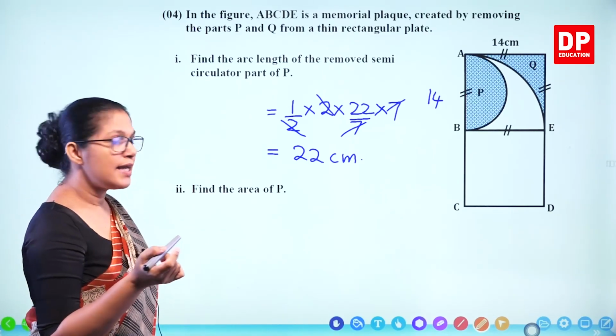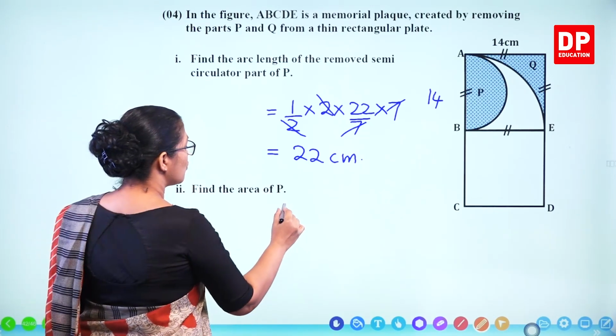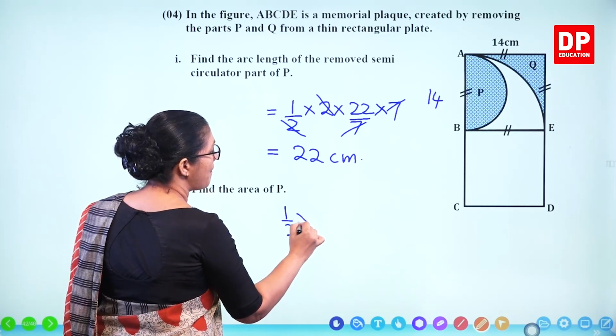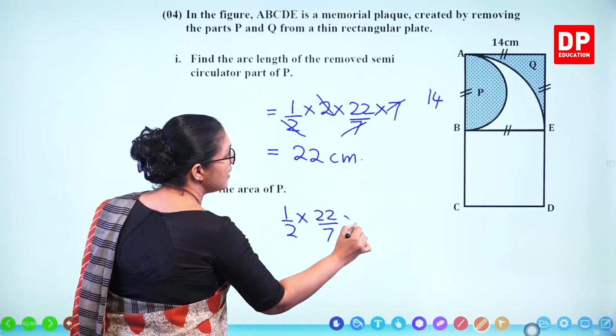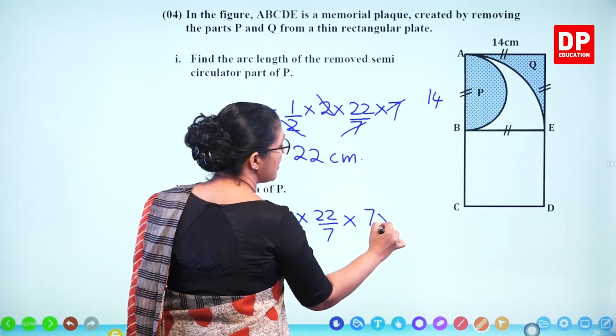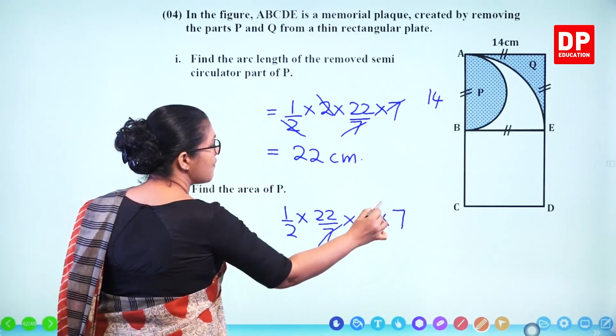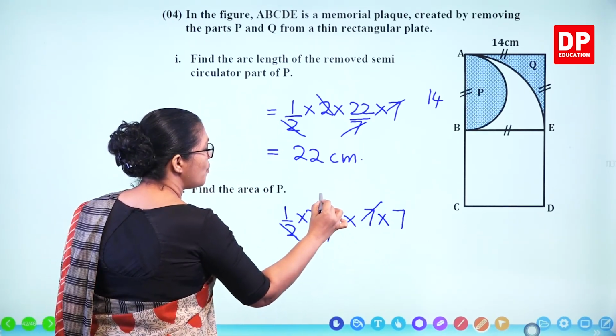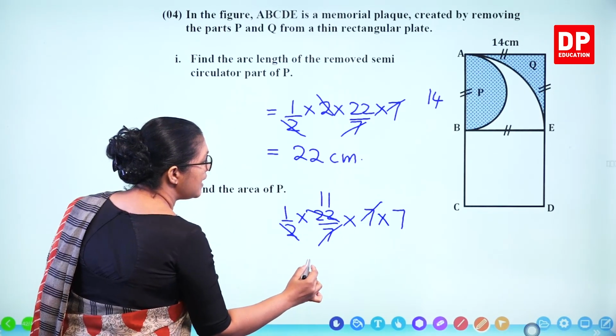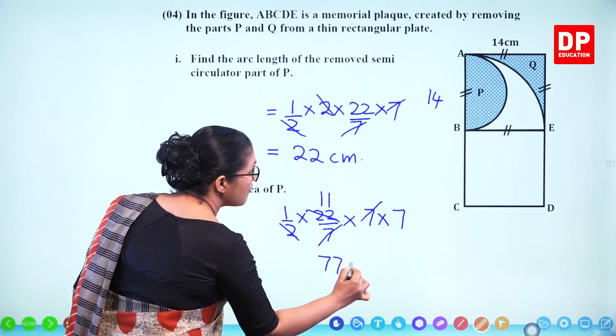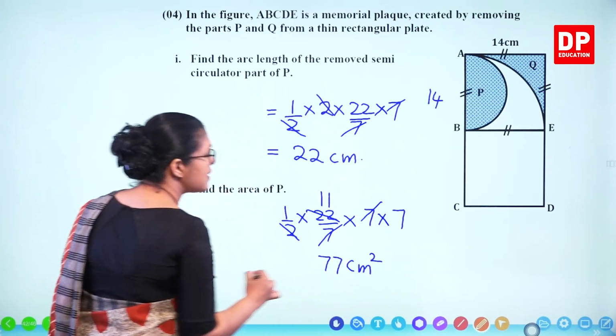Find the area of P. This is a semicircle. So half times pi r squared. Pi is 22/7. R is 7 into 7. So 7, 7 get cancelled out. 2 with 22, that's 11. 11 times 7, 77 square centimeters.